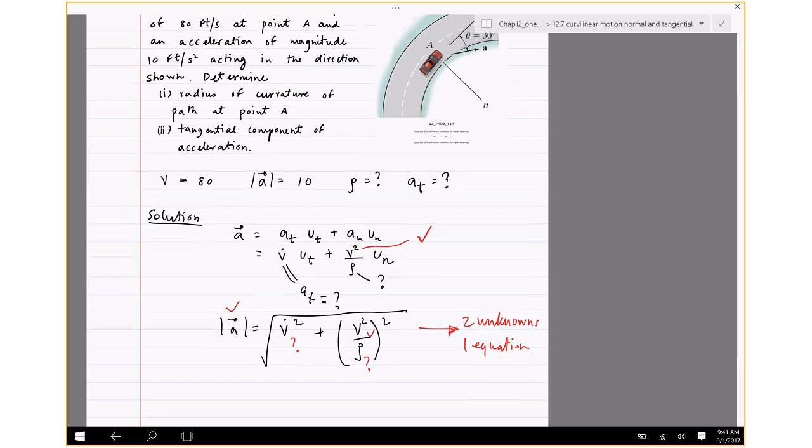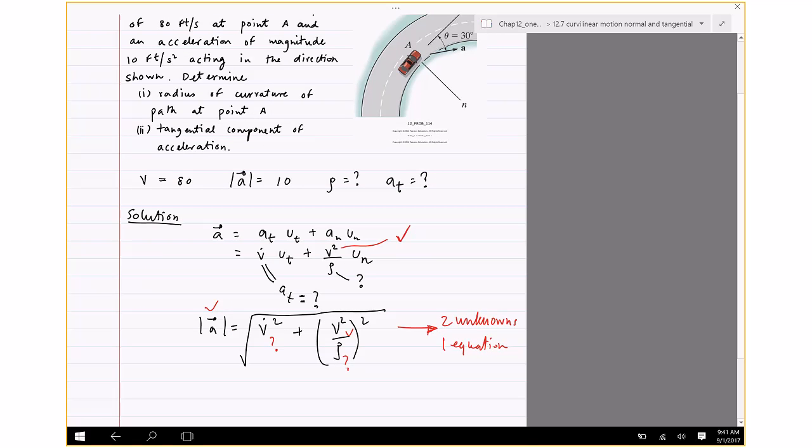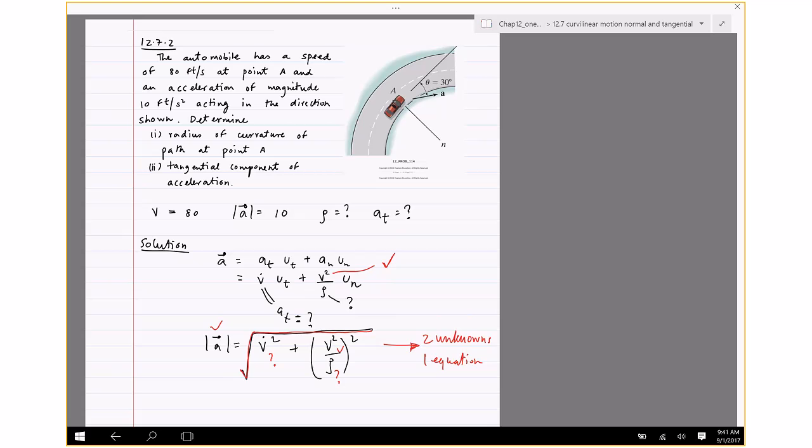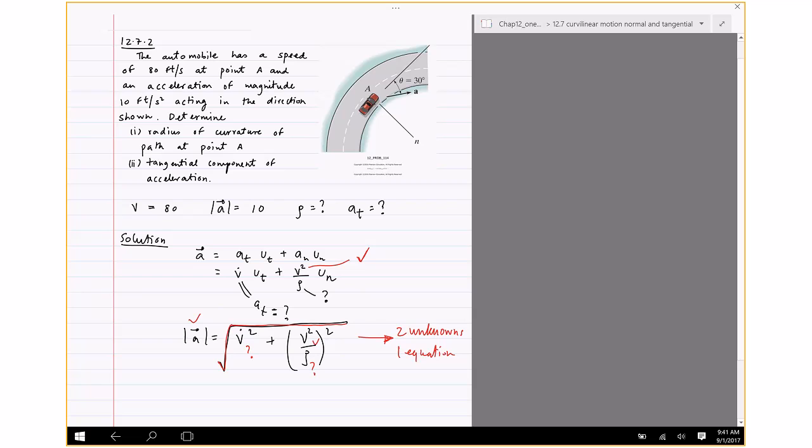Where are you getting the square root from? Yeah, this came from the magnitude. The magnitude is x squared plus y squared, the whole square root. So the question is how will I solve for these two unknowns if I have only one equation? One equation, two unknowns. What does algebra tell you? You need two equations to solve for two unknowns, right? I can't solve for two unknowns with one equation.